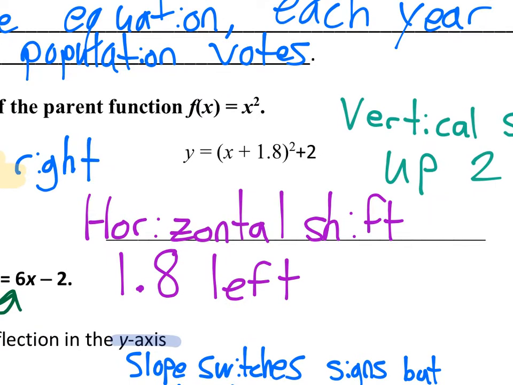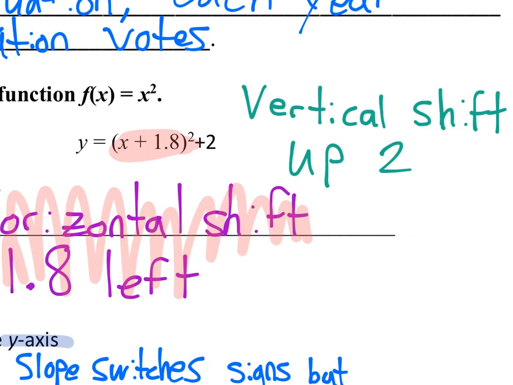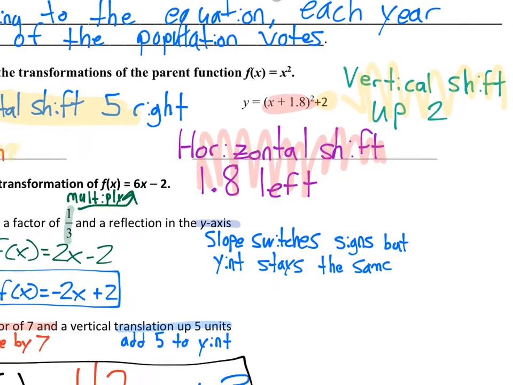This one here, I see a value on the inside with x, so I have to think opposite. The plus would make me want to go to the right. However, this is a horizontal shift 1.8 units to the left. The number on the outside always tells the truth. So here this plus 2 would be a vertical shift up 2 units.